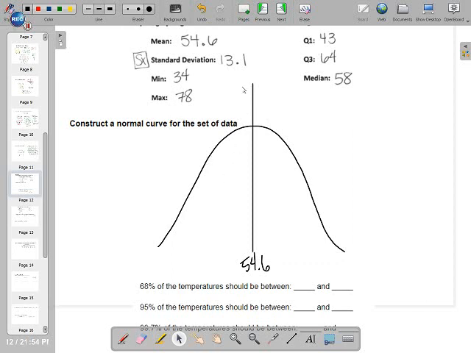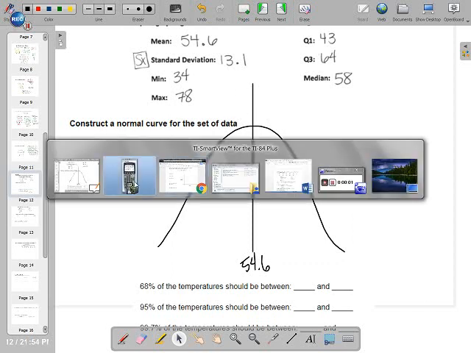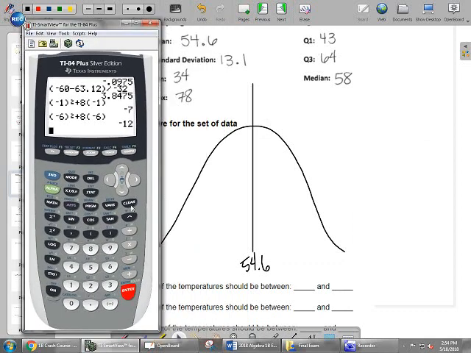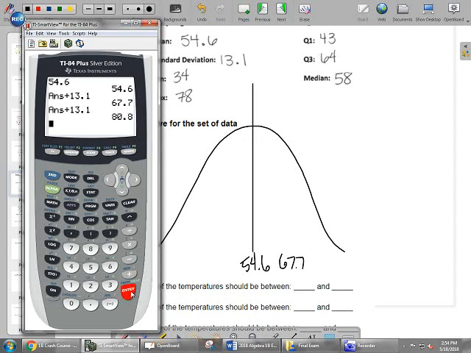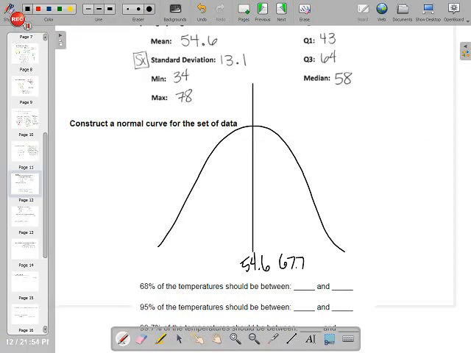Now, what we're trying to do is add and subtract standard deviations from the mean. So if I do 54.6 and I want to add one standard deviation, that would be plus 13.1, which is 67.7. So this I'm going to label 67.7. I'm going to do that two more times, 80.8 and 93.9. I'm running out of space here. I could probably stretch that out.